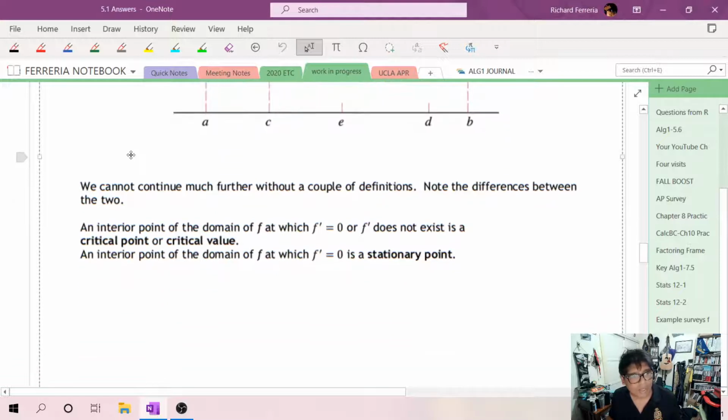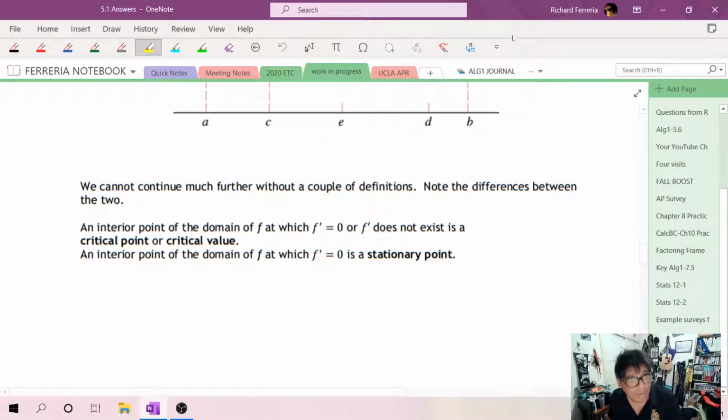So now we can get into a couple of definitions. So the first place is the idea of a critical point or a critical value. So a critical point is an interior point of the domain at which the derivative is either equal to 0 or the derivative does not exist. This is an incredibly important definition for you guys.